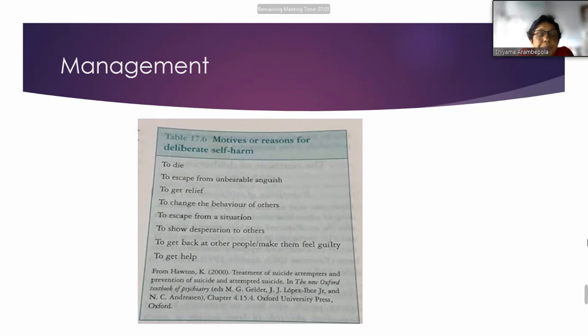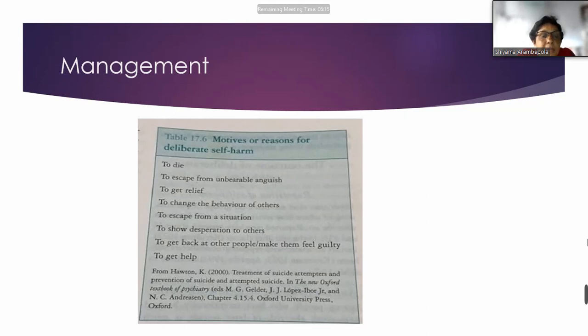Then to get some sort of relief from some problem, right? And to change the behavior of others, right? Especially personality disordered people and some manipulative people, they think by attempting suicide they can change the behavior of others. Now sometimes this happens, sometimes it works, especially if the parents don't approve the relationship of a teenager. They attempt suicide and the parents get scared and they say, okay, if you want, do whatever you like, right?